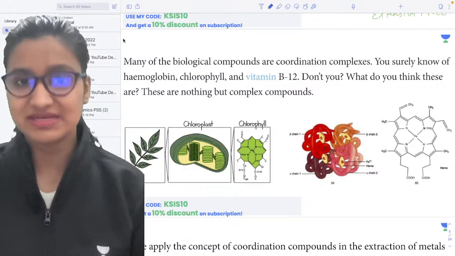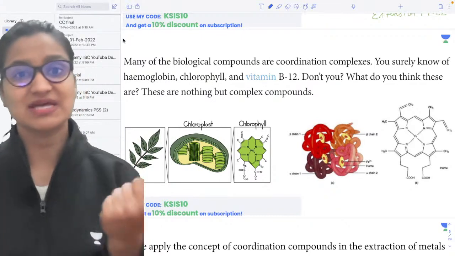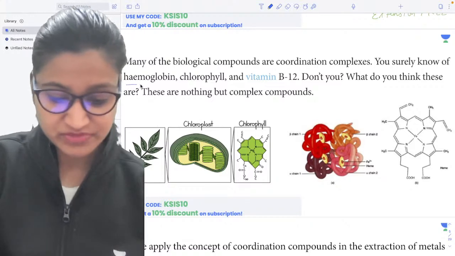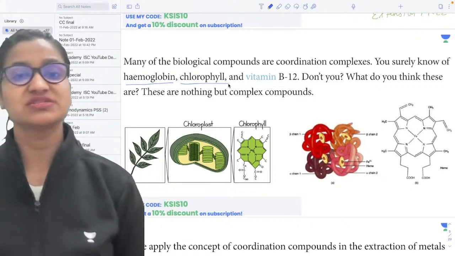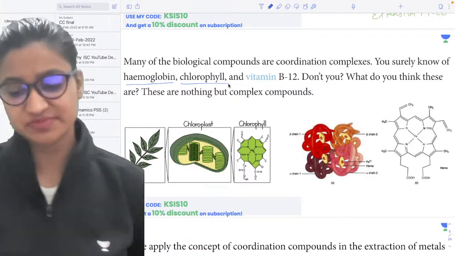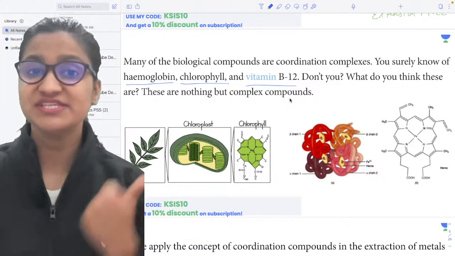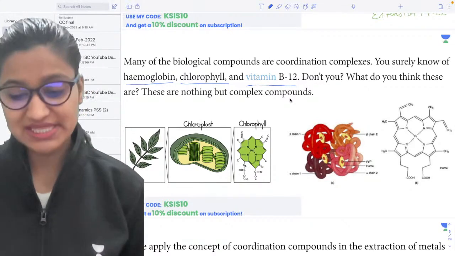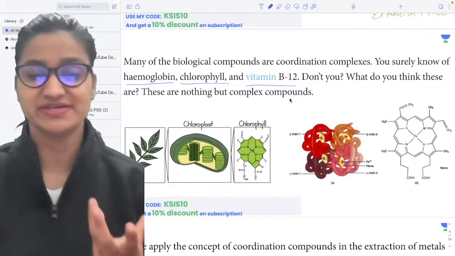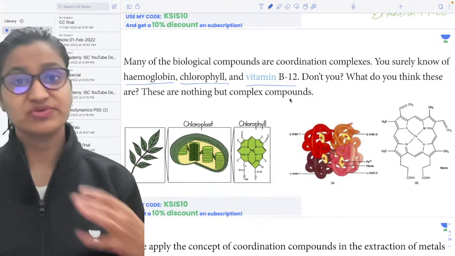If you talk about plants, जो plants में chlorophyll होता है, because of which photosynthesis occurs in plants, it is also a coordination compound. You can see here hemoglobin, chlorophyll, these are coordination compounds. And very essential vitamin, that is vitamin B12, it is also under the class of coordination compounds. All right, so now you get to know that this is very important, right? Coordination compounds are present everywhere: hemoglobin, chlorophyll, vitamin B12.